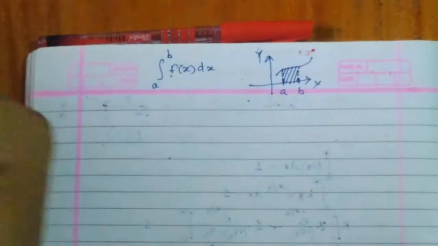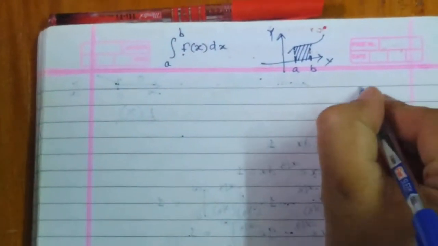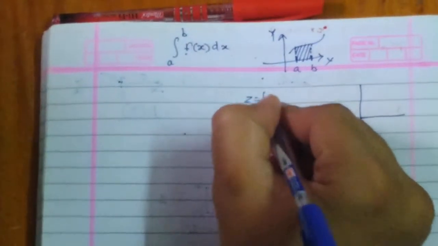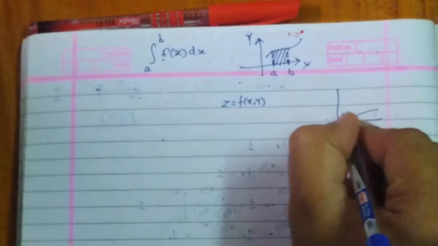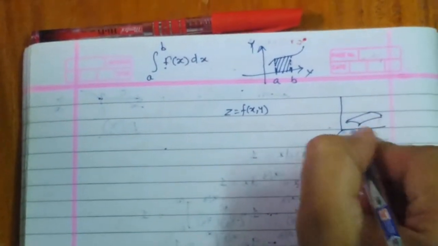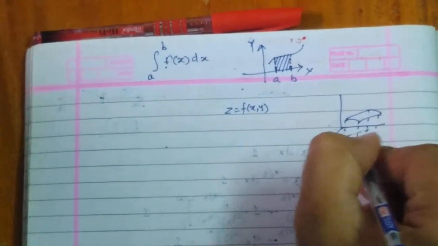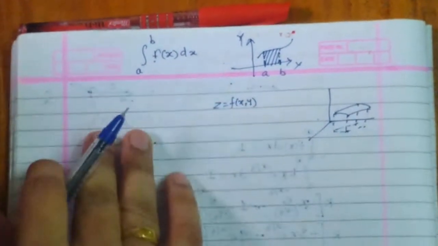Now we go to double integration. So in case of double integration, what is going to happen? Some surface equation is given, say z equal to f of x y. Some surface would be given to you like this, and we want the volume enclosed under this surface to be calculated. For that we take the help of double integration.